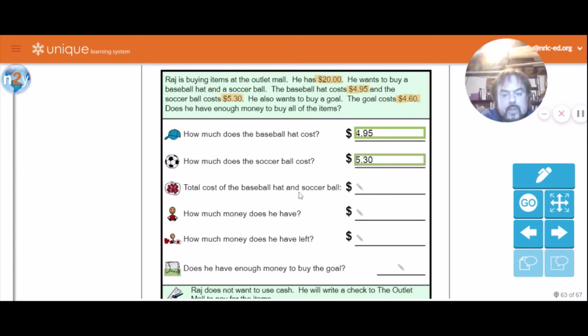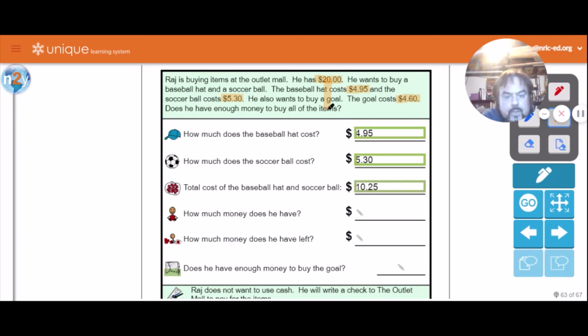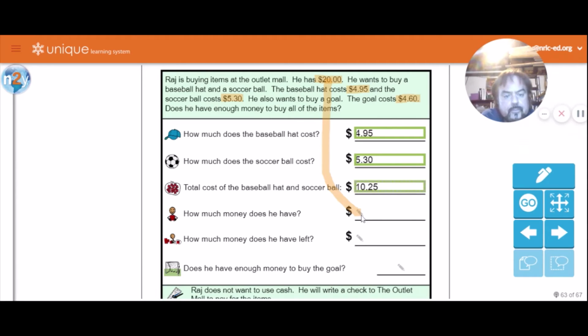What's the total cost of the baseball hat and the soccer ball? So now we have to add $5.30 plus $4.95. And that's going to be $10 and 25 cents. So let's try that out. All right, how much money does he have? All right, so let's see. He has $20, right? So let's go back there. He has $20. So let's type in 20.